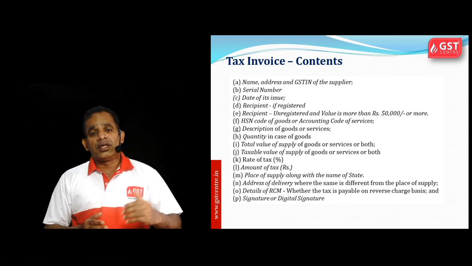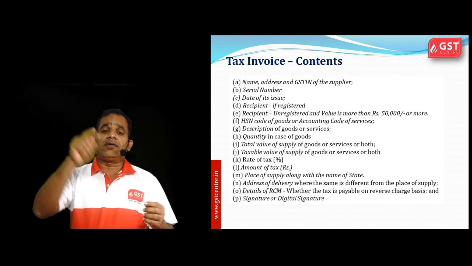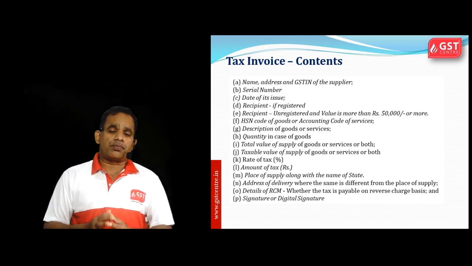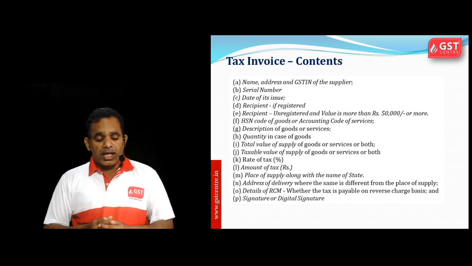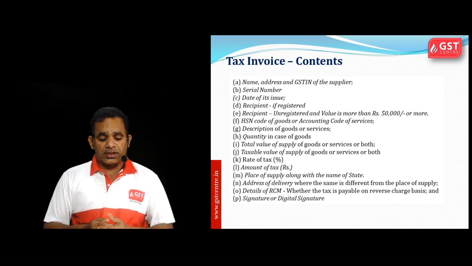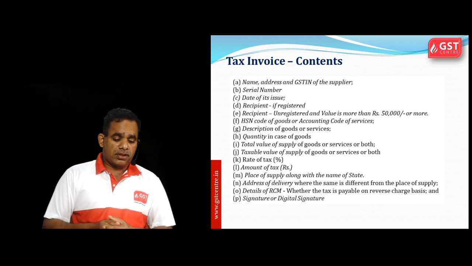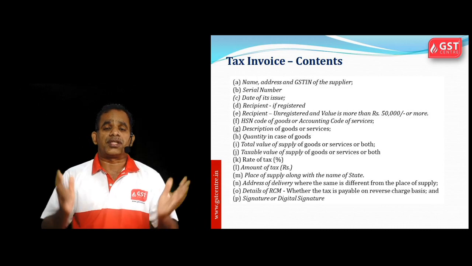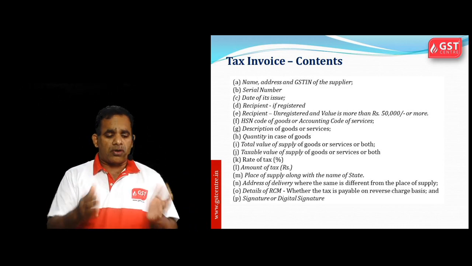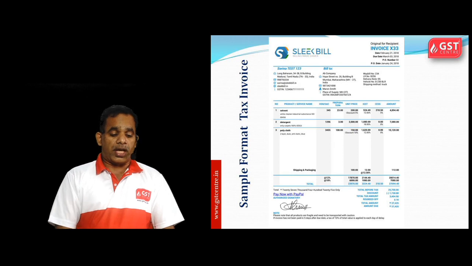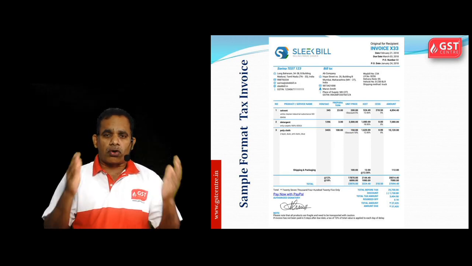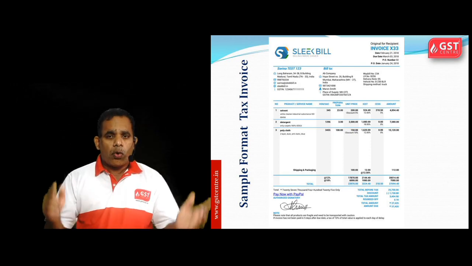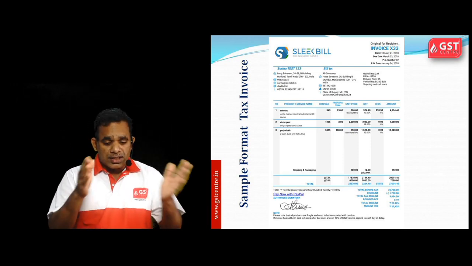Sometimes what happens is a person from Mumbai will order and he will tell to deliver the goods in Goa. So both places should be given. Then details of reverse charge mechanism, RCM, whether tax is payable on reverse charge basis, and signature or digital signature. So all these contents should be there. There can be any format, but all these contents should be there. Then I have given here a format of the sales invoice or tax invoice. You can see all details which I told a little earlier are there.